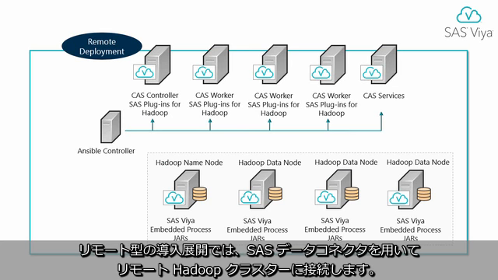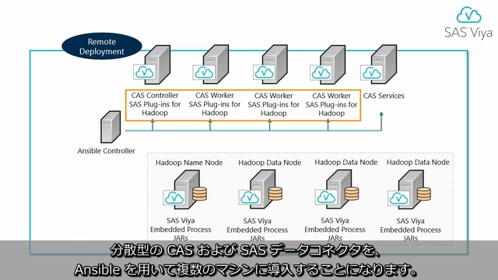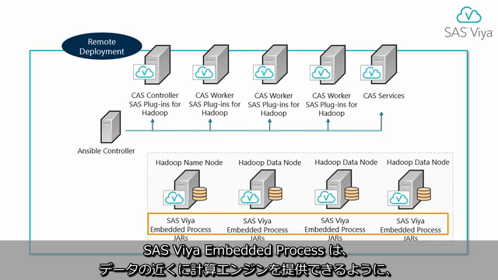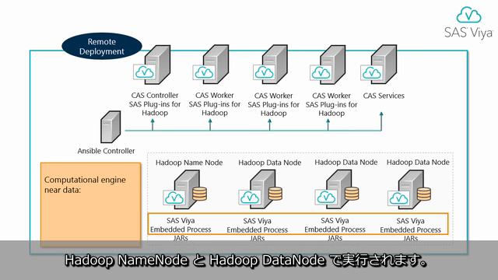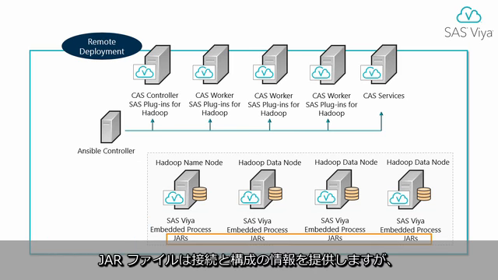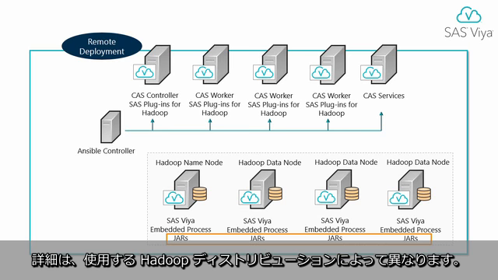Remote deployments use SAS data connectors to provide connectivity to a remote Hadoop cluster. Distributed CAS and SAS data connectors are deployed to multiple machines using Ansible. Again, CAS services are deployed to a separate machine. SAS Viya embedded processes run on the Hadoop name node and Hadoop data nodes to provide a computational engine near the data. This reduces unnecessary data movement and speeds up processing and efficiency. Jar files provide connection and configuration information, and vary based on the Hadoop distribution that's used.